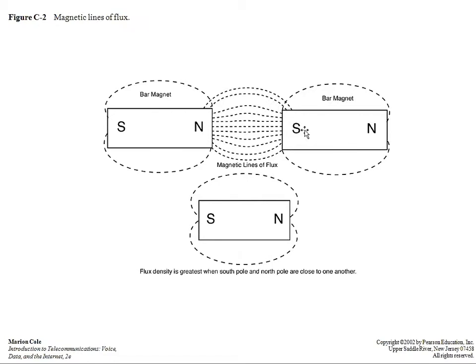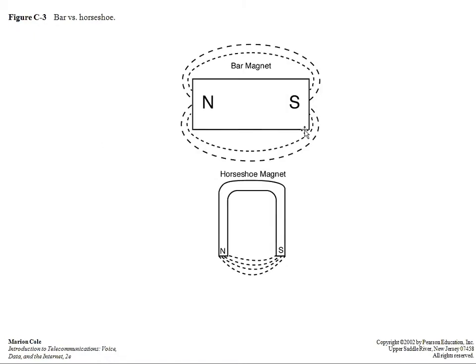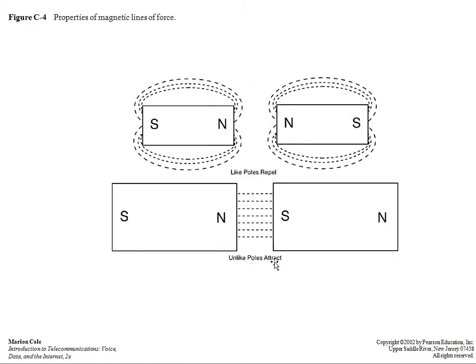And so that can be shown here in this next slide. Here we have a bar magnet, and the bar magnet alone has magnetic lines of flux between its north and south poles. In fact, we can take this bar magnet and shape it in the form of a U and have a horseshoe magnet and still have these magnetic lines of flux between the north and south poles.